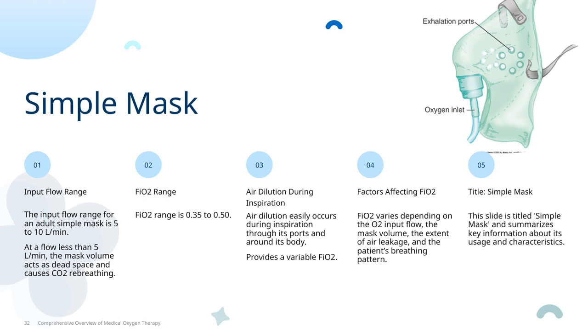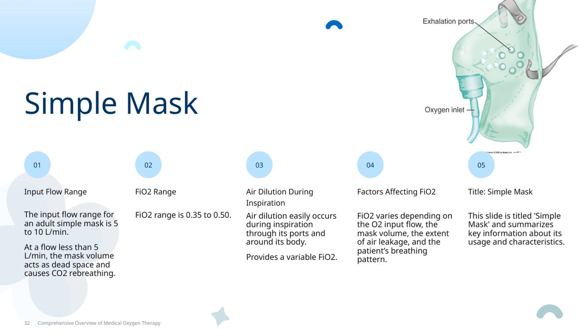Now, the FiO2, or the fraction of inspired oxygen, depends on several factors. For example, the input flow rate plays a significant role. The recommended input flow for an adult using a simple mask is between 5 and 10 liters per minute. It's crucial to note that if the flow drops below 5 liters per minute, the mask can act as dead space, leading to rebreathing of CO2, which isn't ideal for the patient.